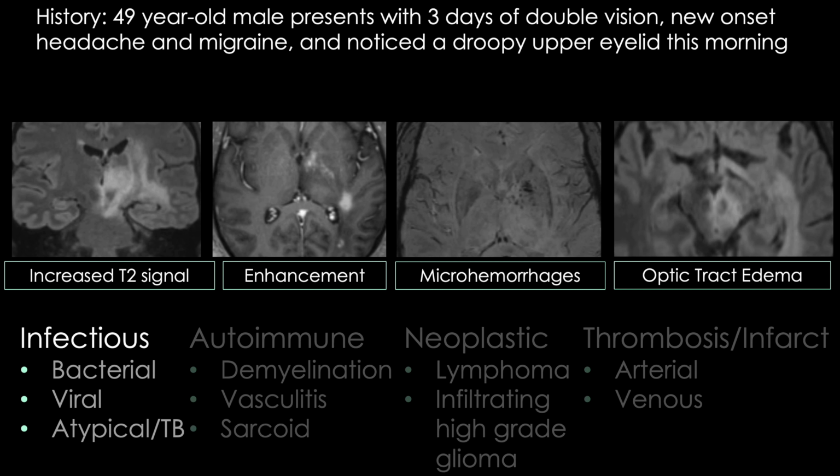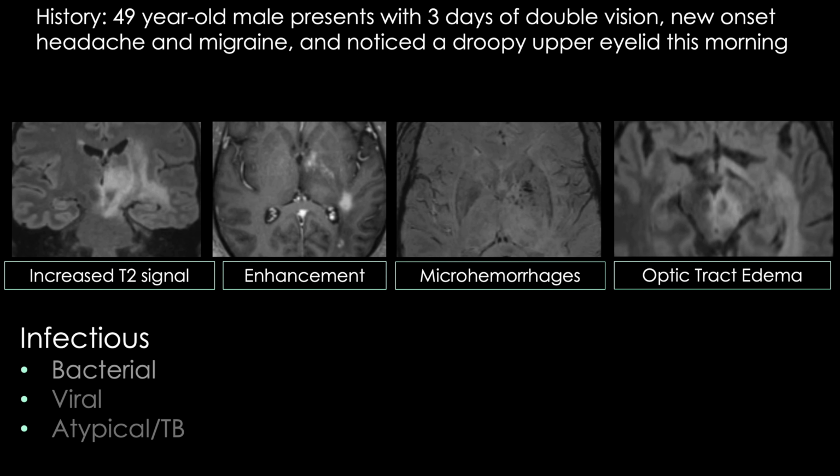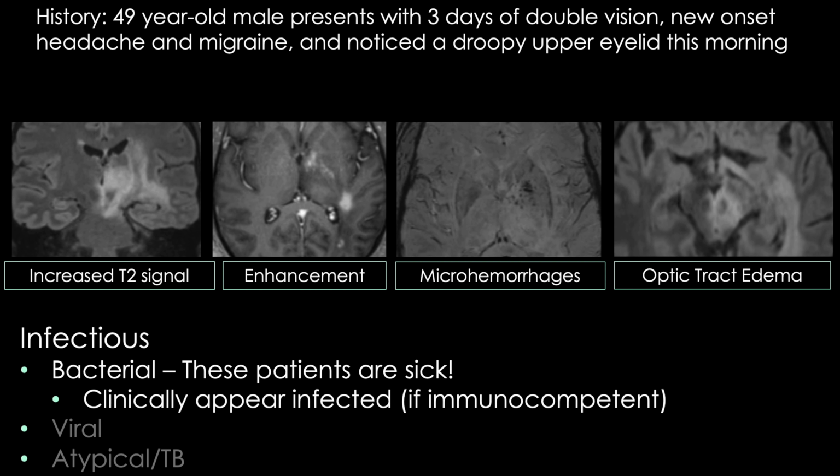So let's start with the infection category, focusing on bacterial infections. If this were a bacterial meningitis or encephalitis, one thing is almost certain. These patients are sick, right? They aren't calmly walking into the hospital with some odd neurologic symptoms. They're septic, have rigors, and signs of infection on physical exam and labs, keeping in mind that immunosuppressed or immunoincompetent patients may not be able to mount a vigorous immune response.